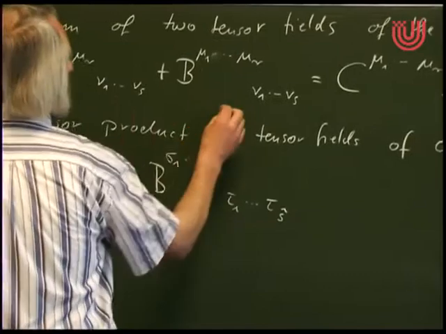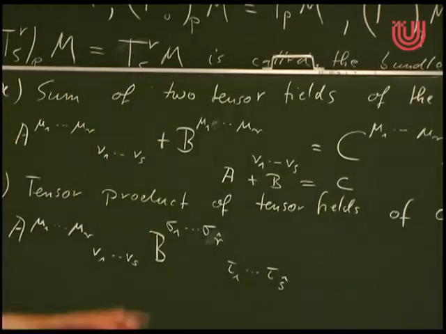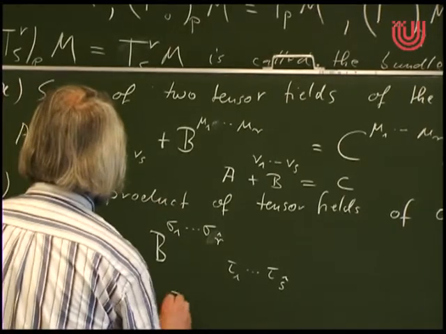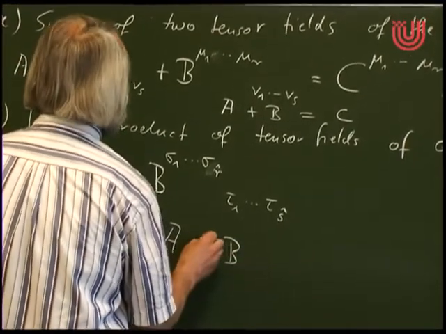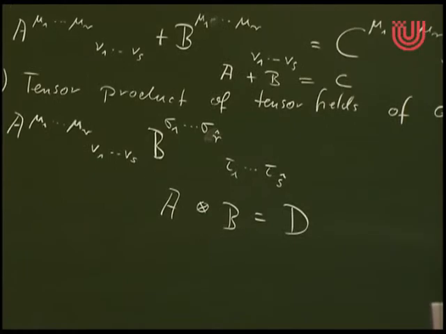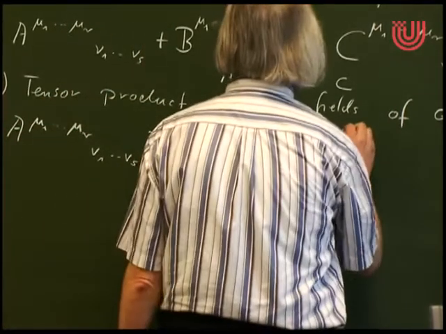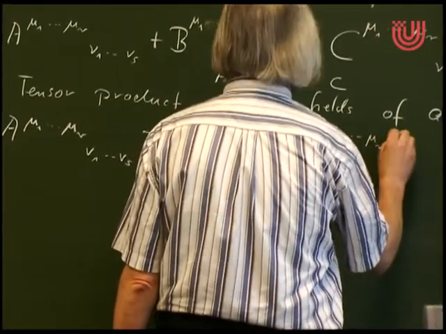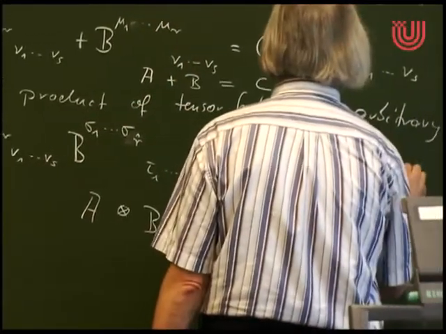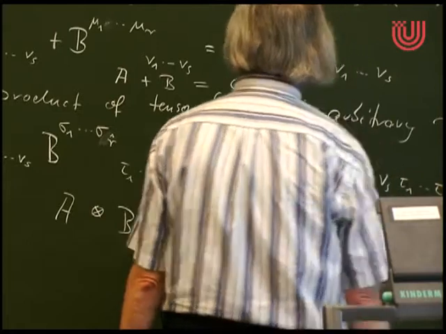So this here I should have written also in index-free notation. So this would be written in this way. That one says the tensor A and the tensor B together gives the tensor C. What we construct here is the tensor A and the tensor B multiplied in the sense of the tensor product, giving a new one, say D. And this D has all these indices combined now: mu 1 to mu r, sigma 1 to sigma r hat, nu 1 to nu s, tau 1 to tau s hat.